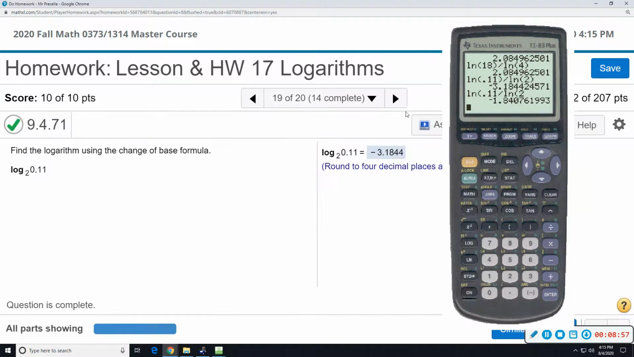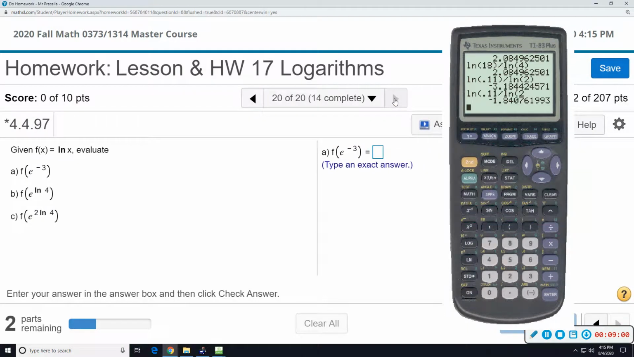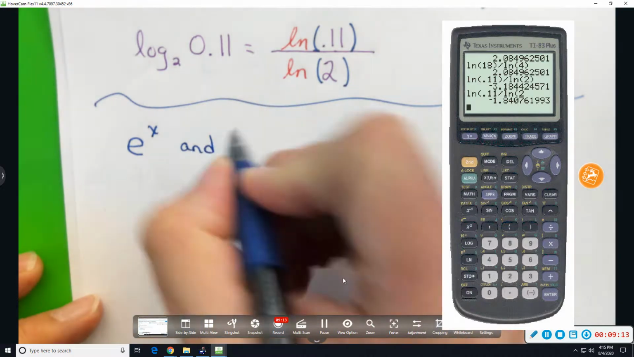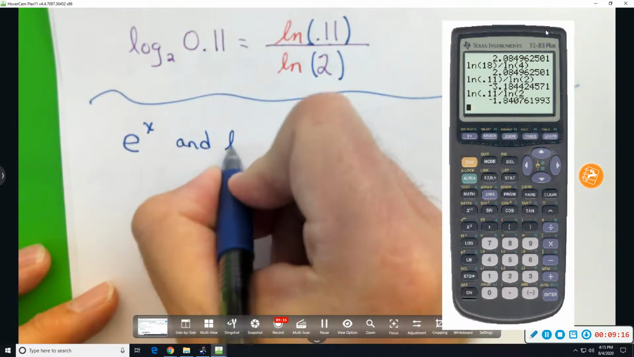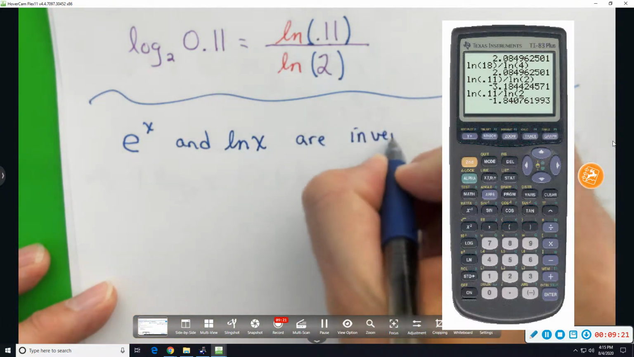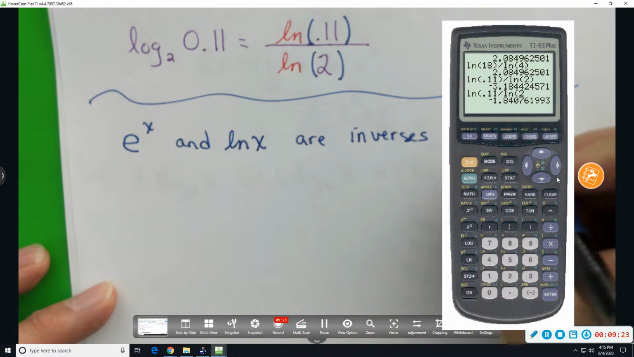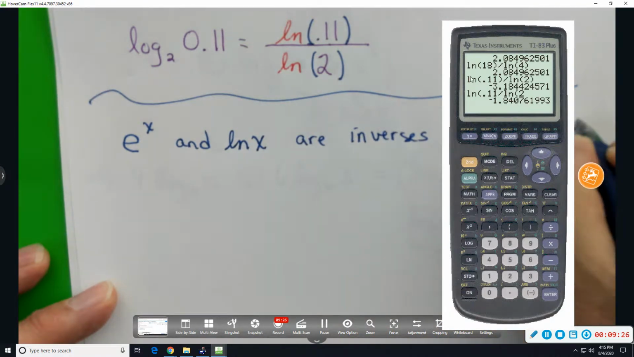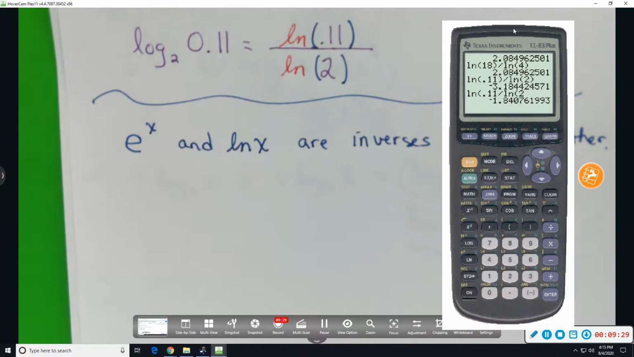Okay, well, one last problem. And I think this goes back to the idea of inverses. Here's a couple of rules. The exponential function e to the x, here's how we'll say it formally, and the natural logarithm function are inverses of each other. In other words, e and ln cancel each other out when they're side by side.